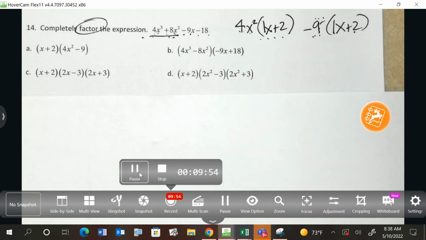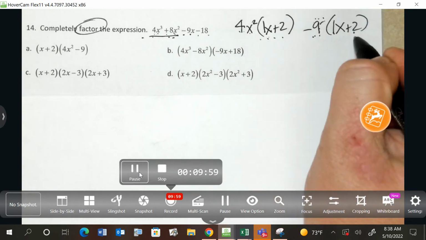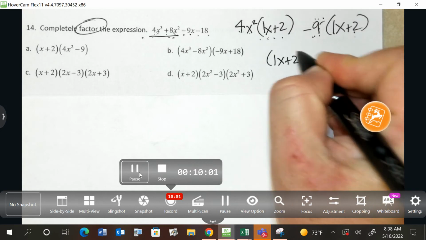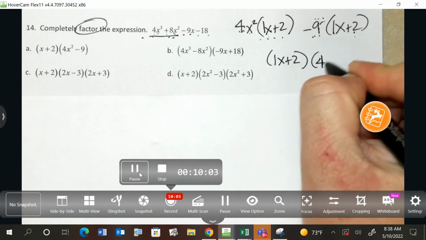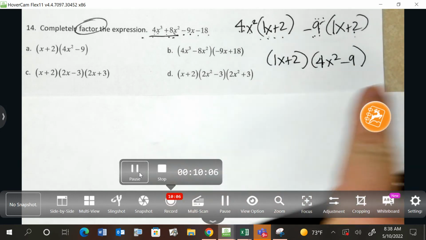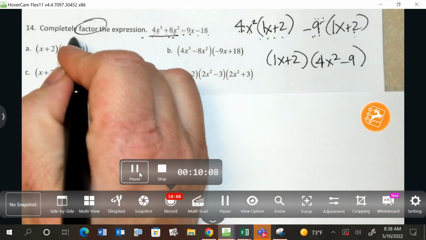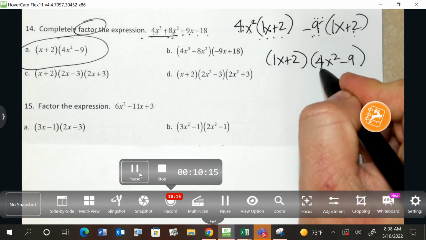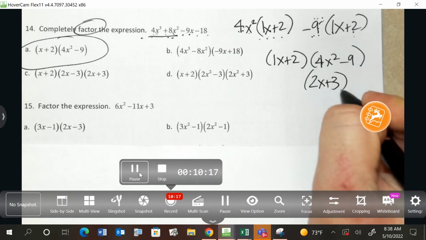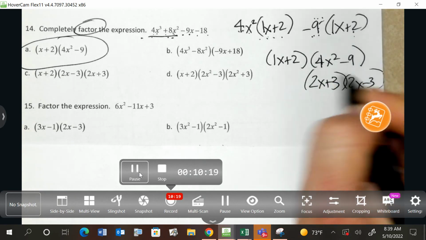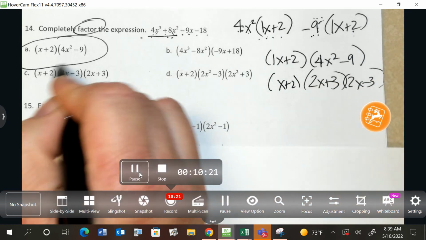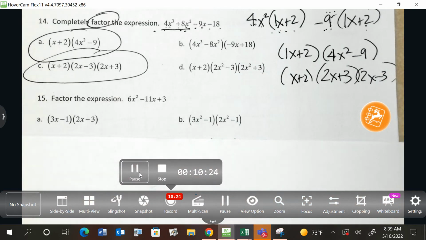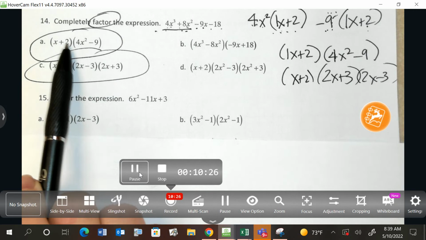Okay, so we're on to the last process of just simply writing this down. I take what they both have, which is a 1x plus 2. Then I write down 4x squared minus 9. Now, this is correct. So I would give credit to this. But I will also give credit to another answer, because this can be broken down into 2x plus 3 and 2x minus 3. So I would give credit on Thursday for either this answer or this answer. This is fully simplified, but I would definitely give credit for A.